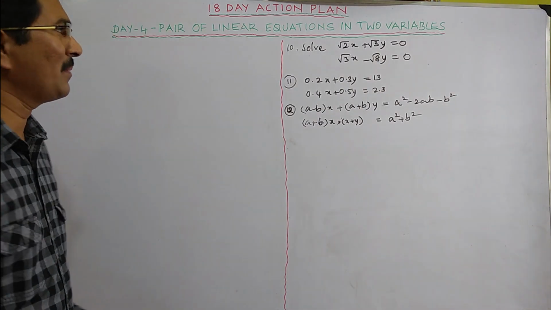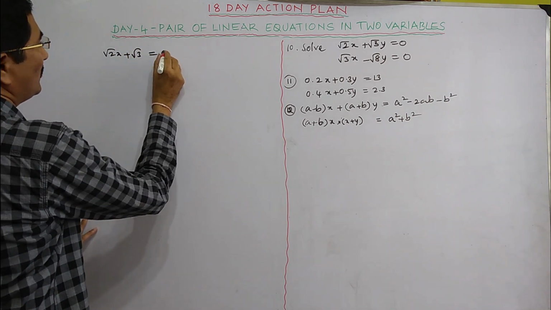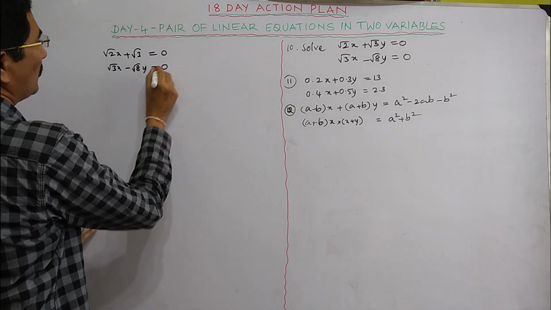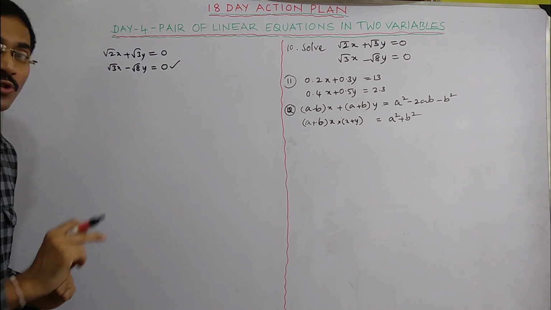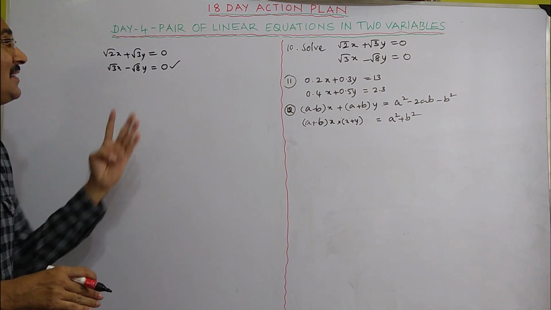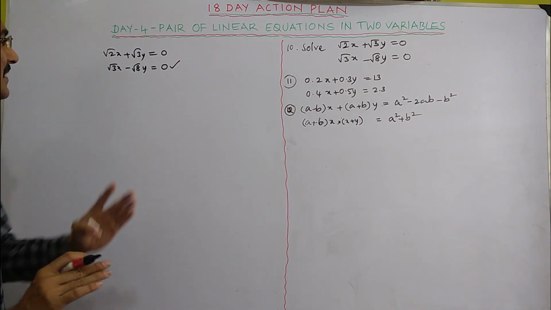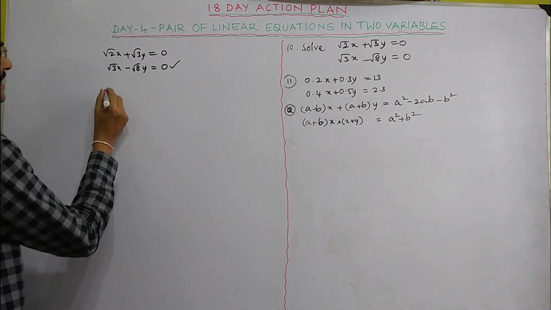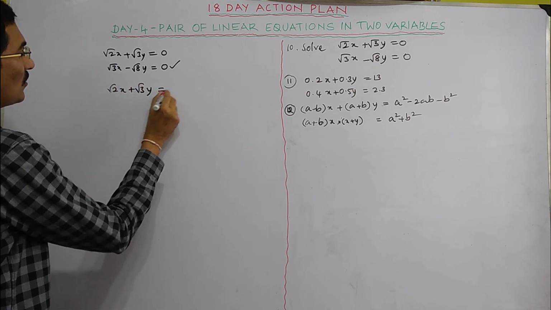Coming to the 10th problem, root 2x plus root 3y is equal to 0 and root 3x minus root 8y is equal to 0. The very sight of this problem may frighten you because the roots are hard, and when they appear as coefficients, especially in these equations, you feel very annoyed. But it's not so, it's very simple. You can solve this easily by the substitution method. Let us see how. Taking the first equation, root 2x plus root 3y is equal to 0.